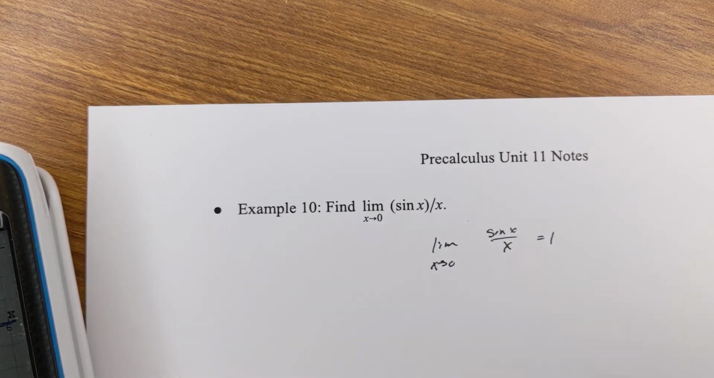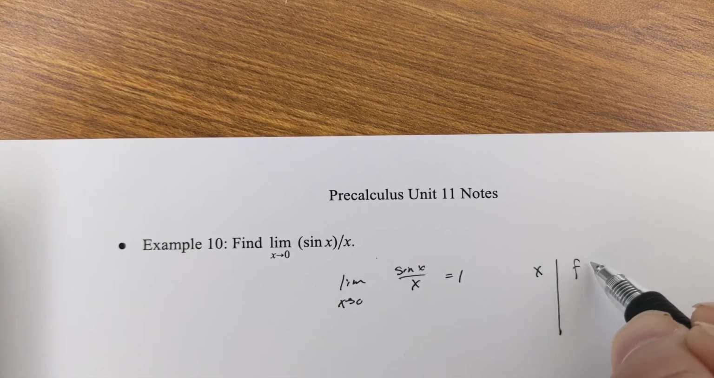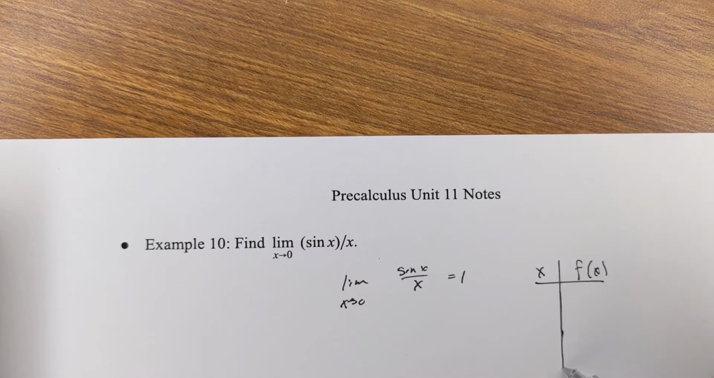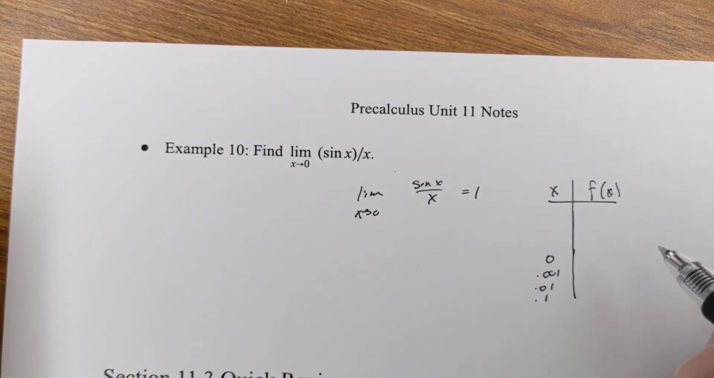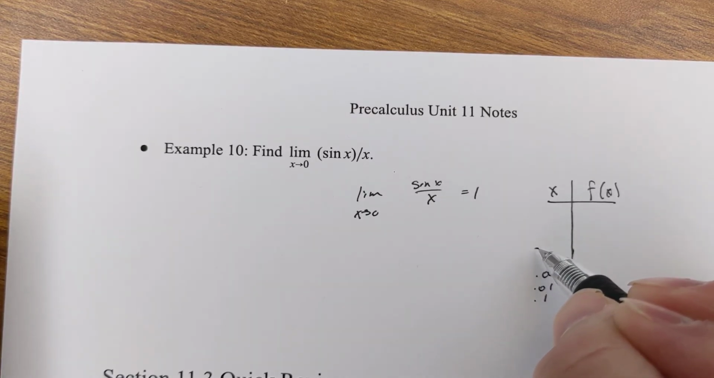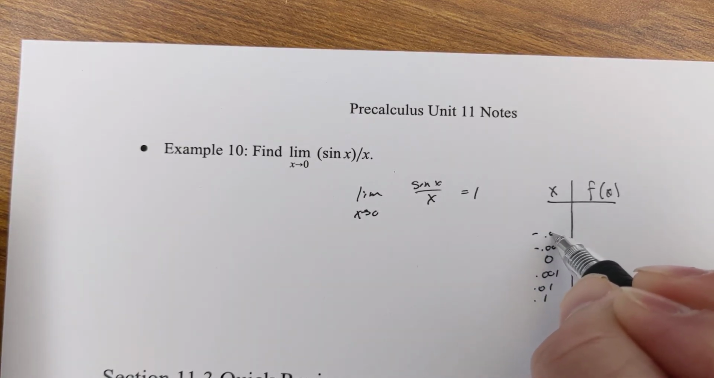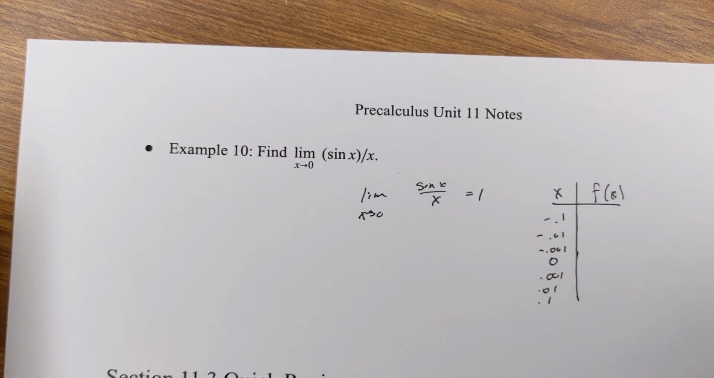You could also do a table. If I want to approach 0, I use 0.001, 0.01, 0.1. And then down here it'd have negative 0.001, negative 0.01, negative 0.1. So these are getting closer to 0 from either side.